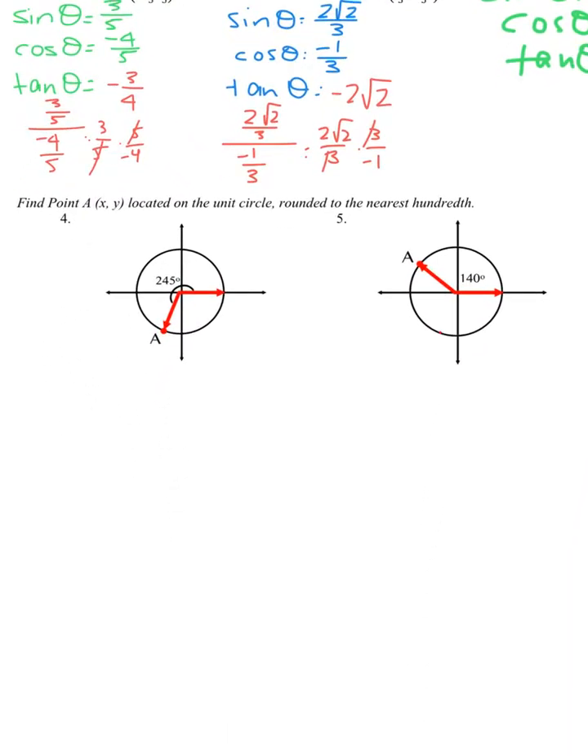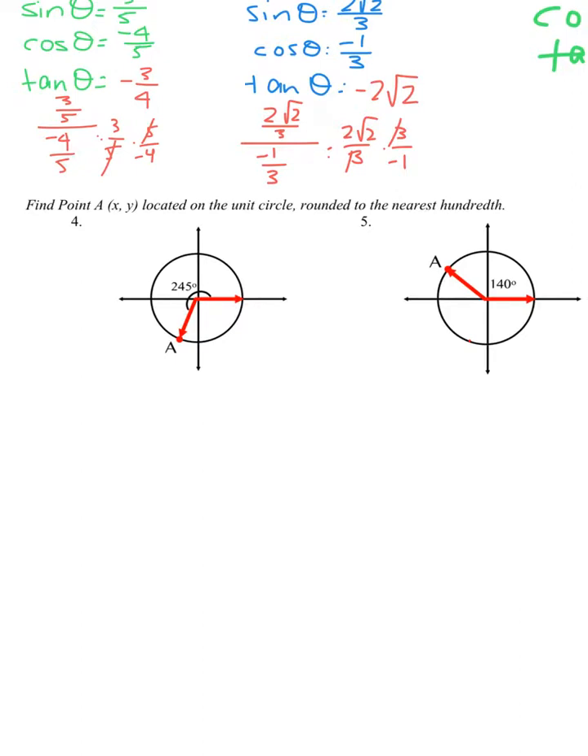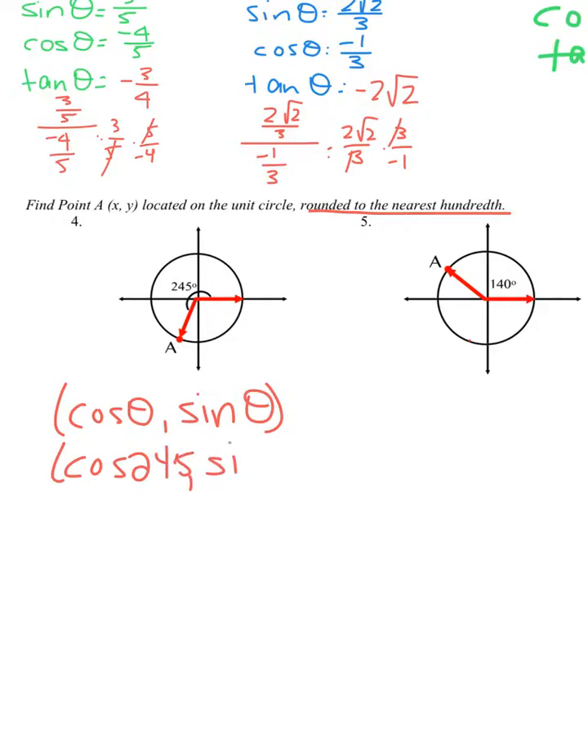For questions 4 and 5, it tells you that point A is on the unit circle, and it gives you what your angle measurement is. So here you are going to do your x value is whatever the cosine of theta is, and your y value is whatever the sine of theta is. So in your calculator, this says to round to the nearest hundredth. We have the cosine of 245, comma, the sine of 245. Again, you are in degrees, so make sure you are in degree mode in your calculator. We haven't talked about radians yet for this test, so make sure that you're in degree mode the entire time.